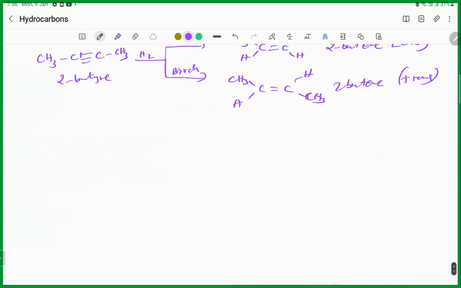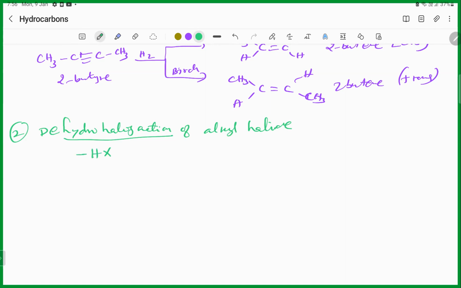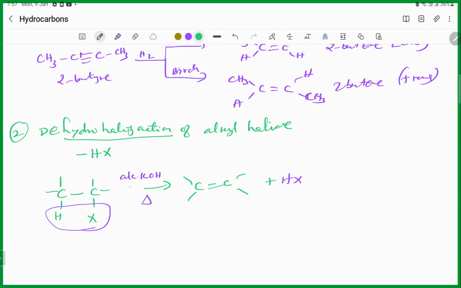This is the first method, which is the two-reaction pathway. The second method is dehydrohalogenation of alkyl halide. Hydrohalogenation means adding HX. Dehydrohalogenation means minus HX; you have to remove the HX. When you take a suitable alkyl halide, the halogen and the hydrogen on the adjacent carbon can be removed. Then it yields C double bond C plus HX. This happens when you use alcoholic potassium hydroxide and heat.